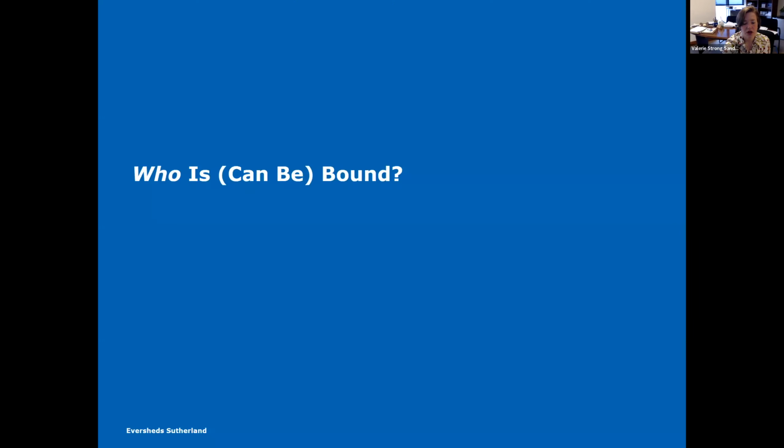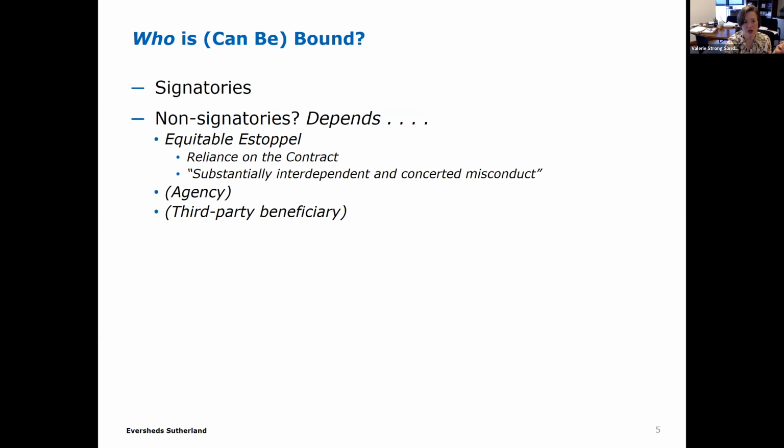So, I did talk about Concepcion. Okay, well, let's talk about who is or can be bound by an arbitration agreement. And this goes to the issue essentially of non-signatories.